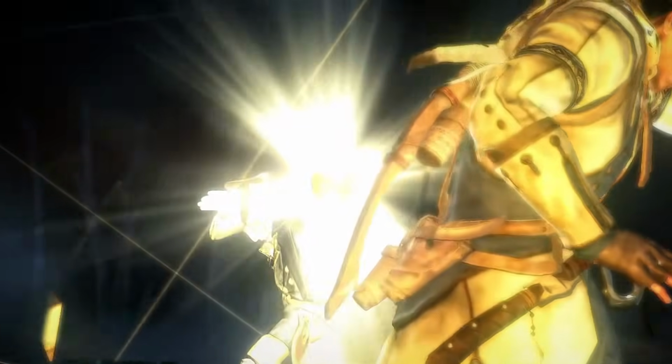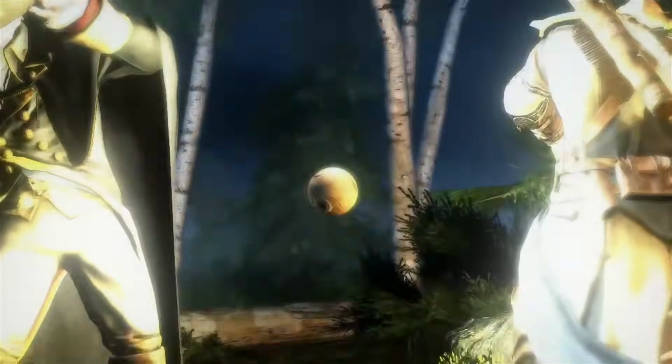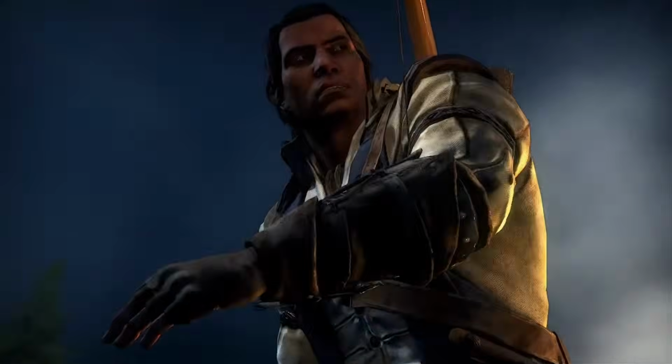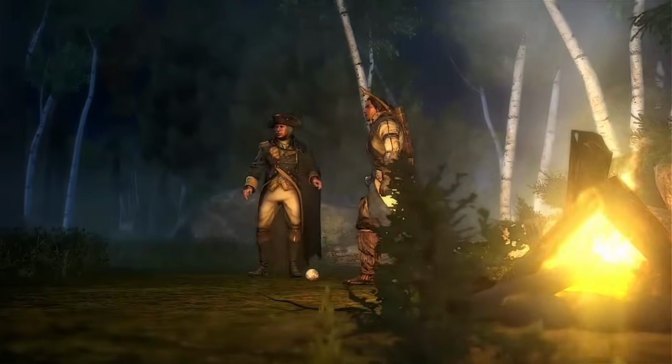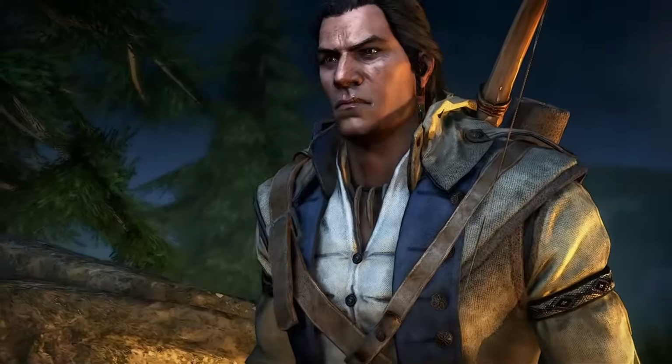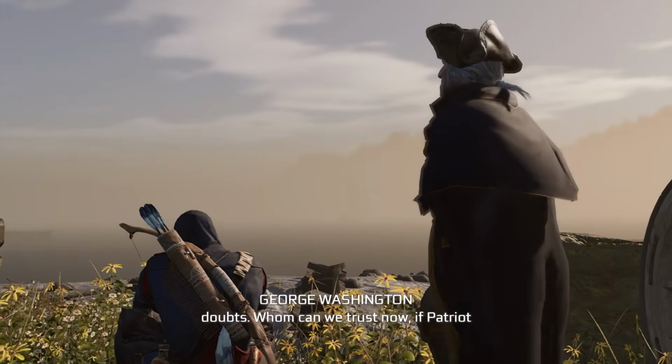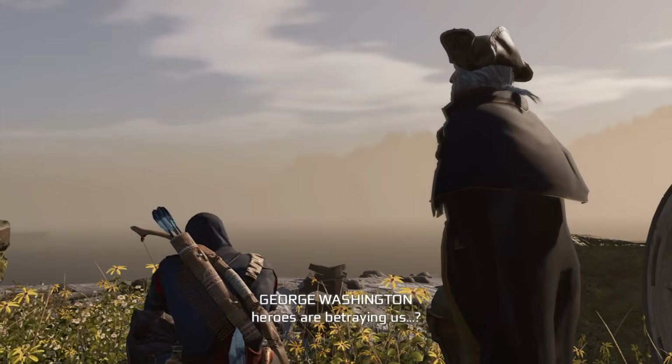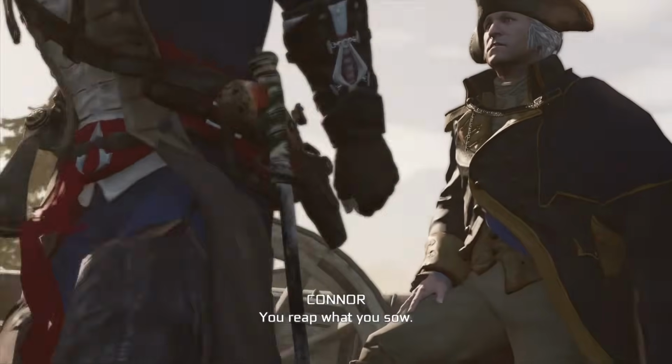Washington ponders what he just saw and decides, ha! I would never do that. The original release was willing to portray him as a complicated figure and to leave things off with a major rift between him and Connor. Whom can we trust now? If patriot heroes are betraying us. You reap what you sow.